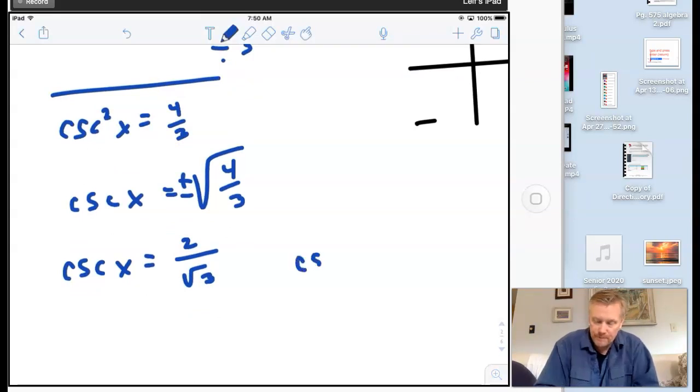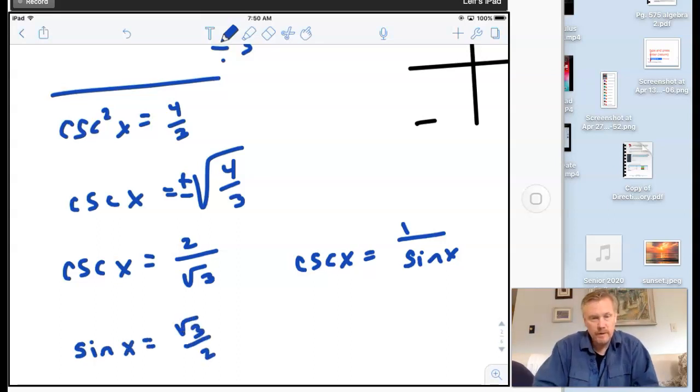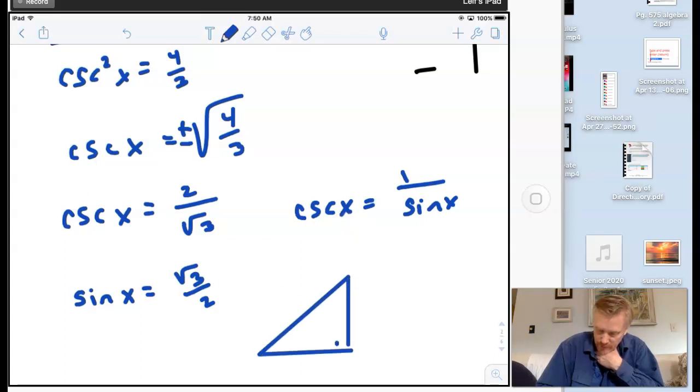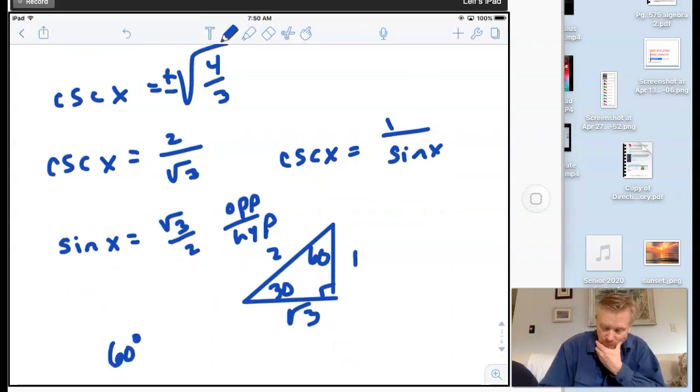Now, remember cosecant is equal to 1 over the sine of x. So I can flip those fractions, right? It's really the inverse of the sine, and flipping that is a completely legal move. Since they're inverses, you flip the fraction upside down. Because it's tough to work with cosecants and much easier to work with sines, I go back to my 30, 60, 90 triangle. Which reference angle has the square root of 3? Sine is opposite over hypotenuse, which means my reference angle will be 60 degrees, since the square root of 3 is opposite the 60 degree angle.